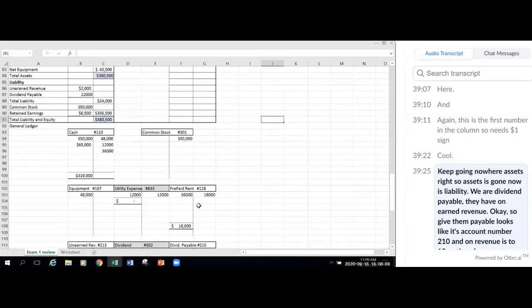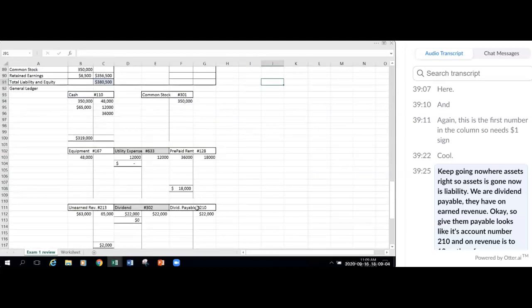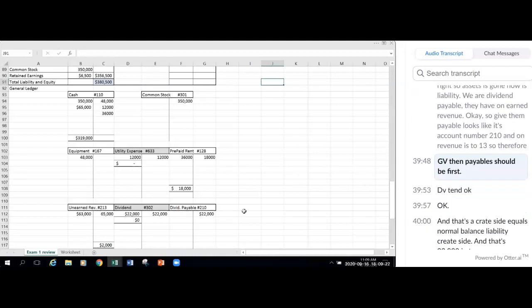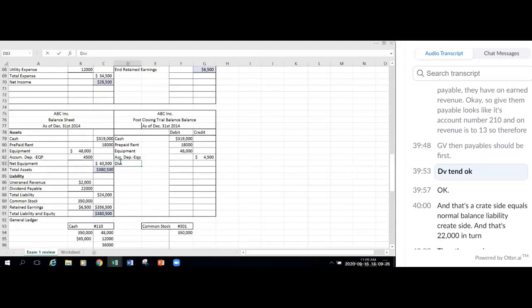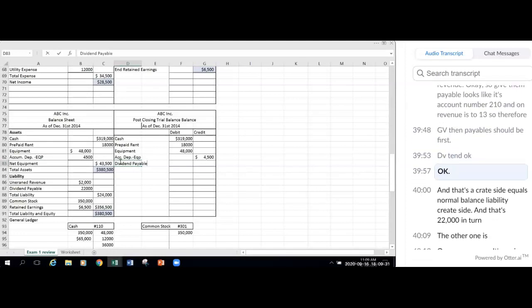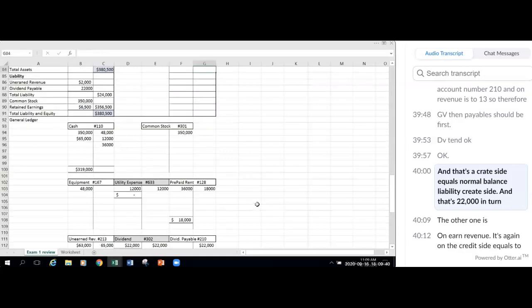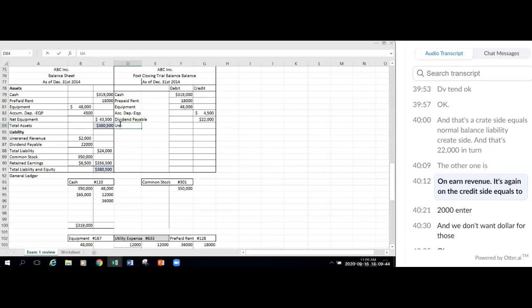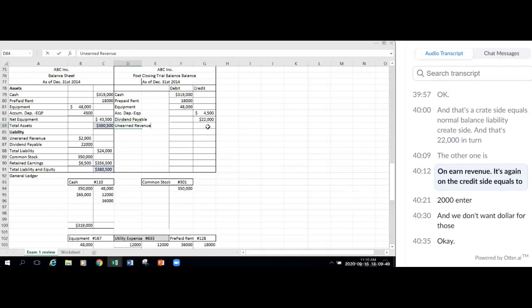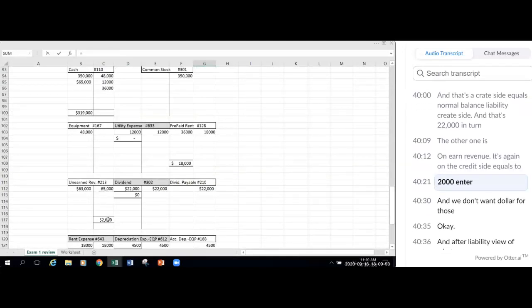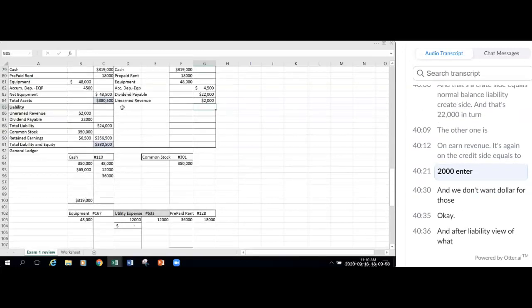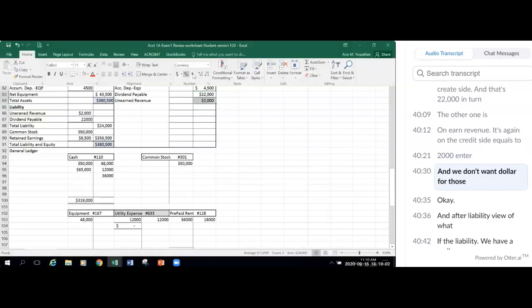Keep going. No more assets, right? So assets is gone, now is liability. We have dividend payable, we have unearned revenue. Okay, so dividend payable looks like it's account number 210 and unearned revenue is 213. So therefore, dividend payable should be first. Dividend payable. And that's a credit side, normal balance liability credit side. And that's 22,000, enter. The other one is unearned revenue. It's again on the credit side, equals to 2,000, enter. And we don't want dollar for those.